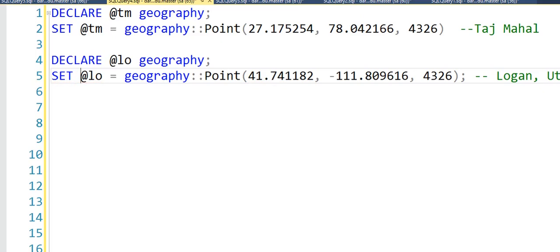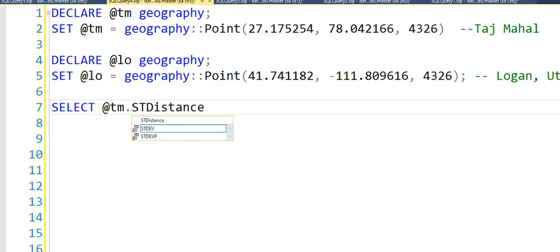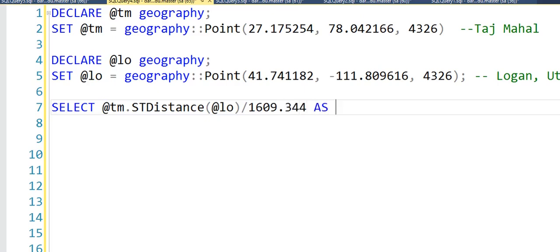Now let's calculate the distance from the Taj Mahal to Logan, Utah. So it's a select @tm, and we will use the STDistance method from @tm to @LO. We want our distance calculated in miles, so we'll have to divide it by the conversion factor, and there's 1609.344 meters in a mile.